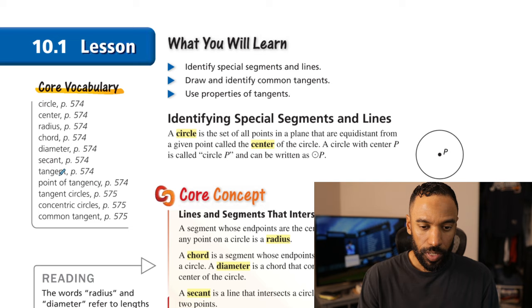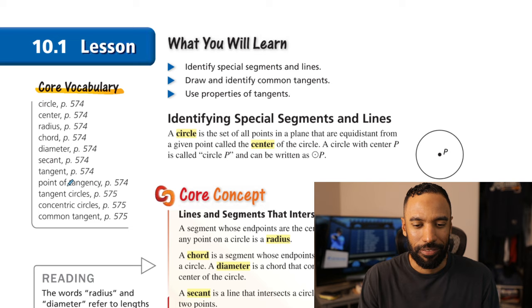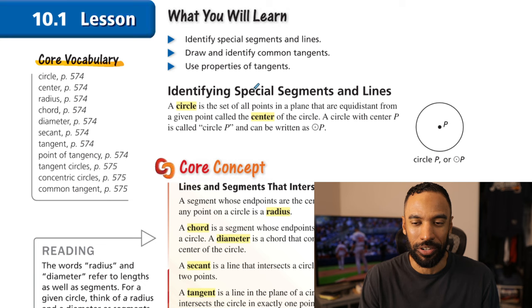They are related, sort of. Anyway. Point of tangency has to do with tangent in and of itself, and tangent circles has to do with tangent. Concentric circles and common tangent. Wow, even some of these things I knew, I just didn't know that they'd all show up together. Let's go ahead and jump into it.